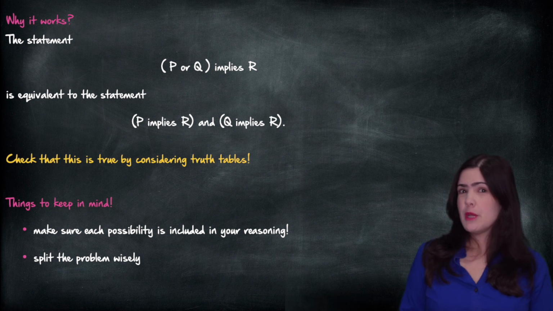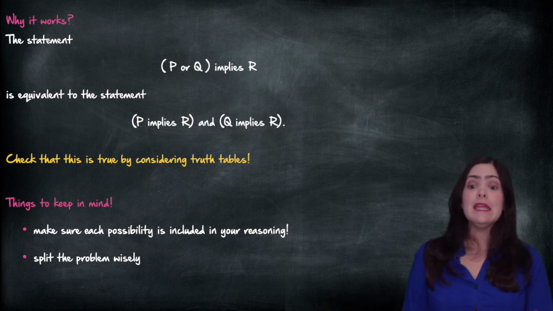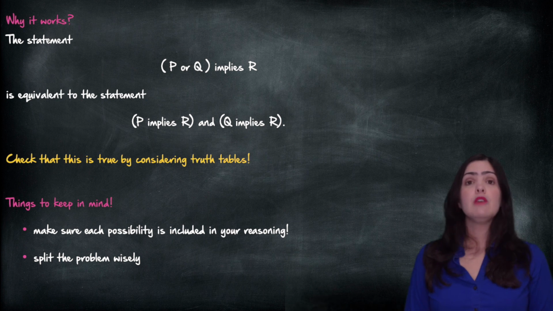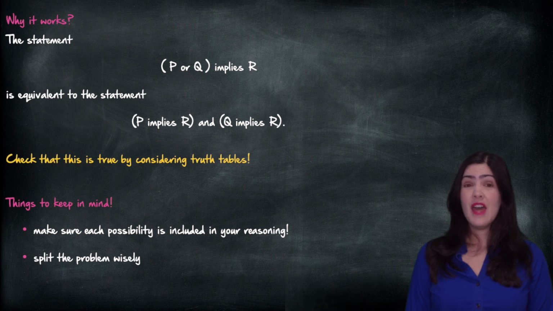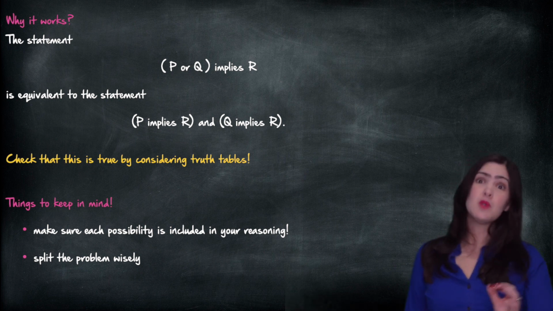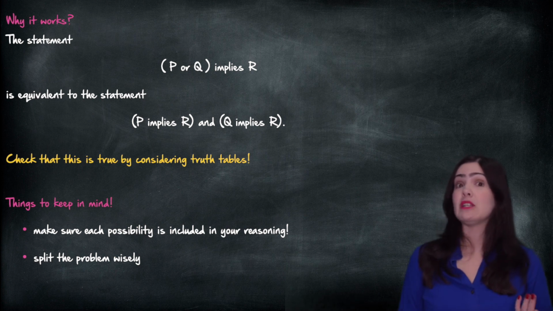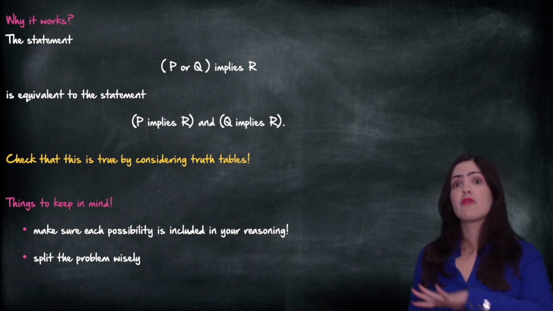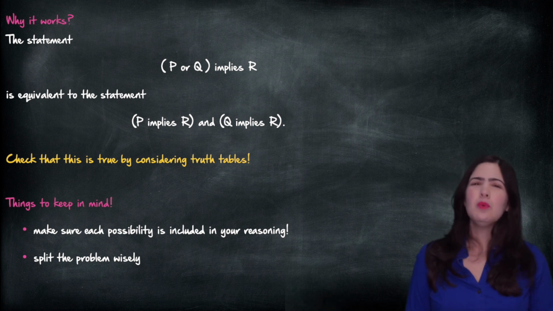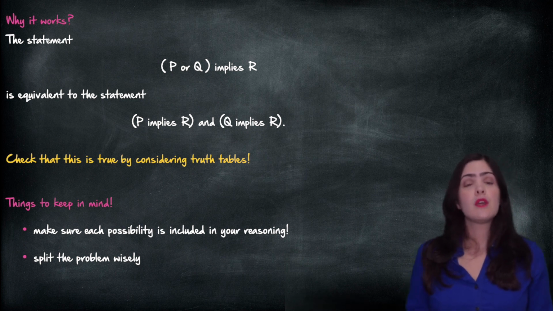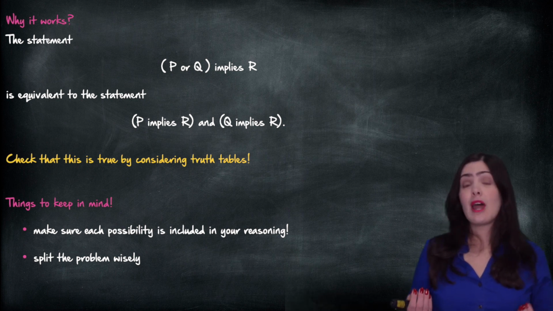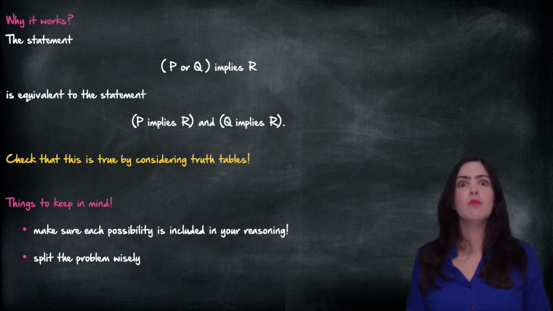Now, some things that are very important to keep in mind. We need to make sure that each possibility is included in your reasoning. If you do a proof by cases and you forget one of the options, then your proof will fail. Maybe that was the case that makes the whole thing not true. So we need to always make sure that we're covering all the possibilities. And we also need to split the problem wisely. Whenever you're given a question, try to think of how we can split it in a way that works to your advantage, something that is going to give you things that are manageable, that make your life easier and not more difficult.